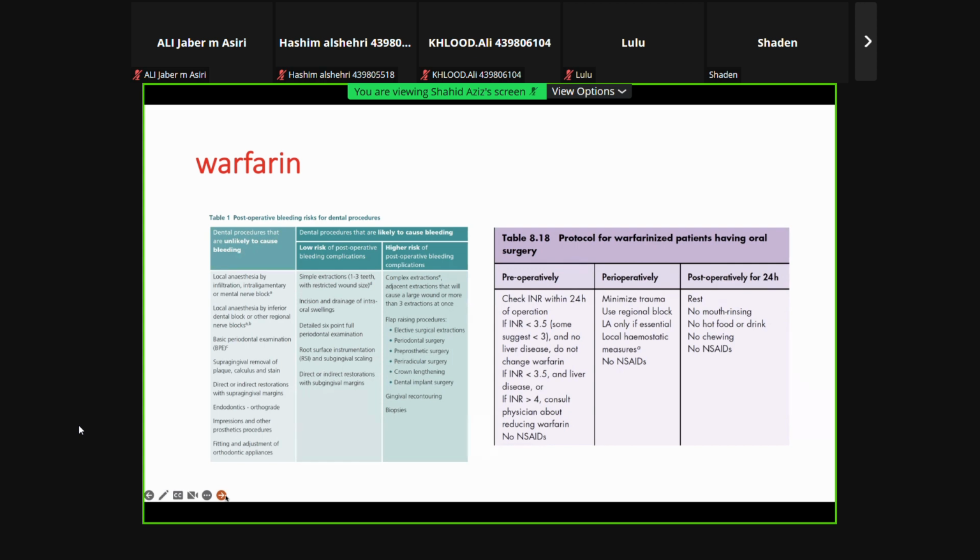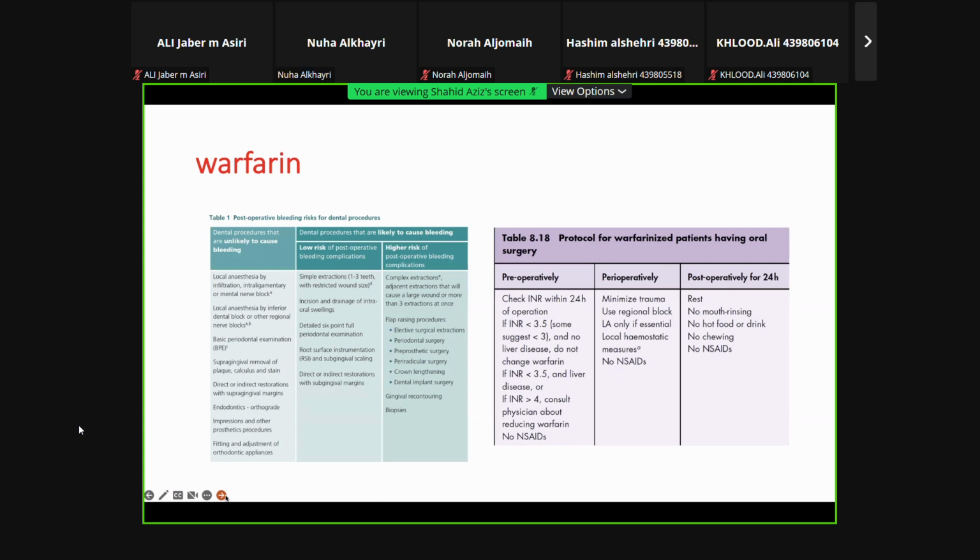If the value of the INR is less than 3.5, and sometimes less than 3, and the patient does not have any underlying liver disease, then you may not change the dose of warfarin. But if the patient has INR less than 3.5 and has a liver disease, or if the INR is more than 4, don't do anything unless you consult a hematologist or a physician about stopping or reducing the dosage of warfarin, and make sure the patient is not on any other drugs like antiplatelet agents like aspirin or other non-steroidal anti-inflammatory drugs.